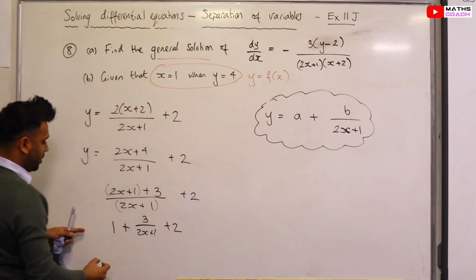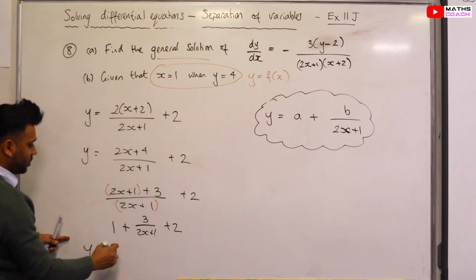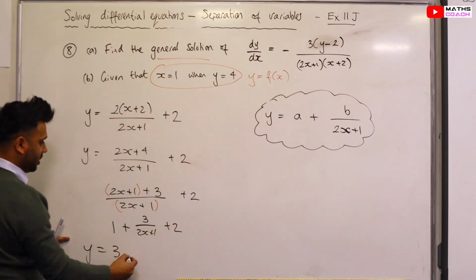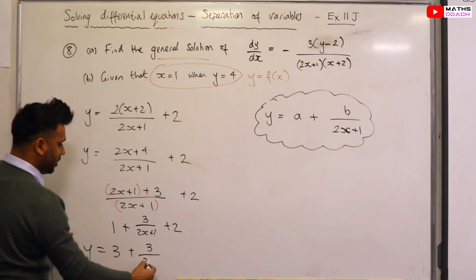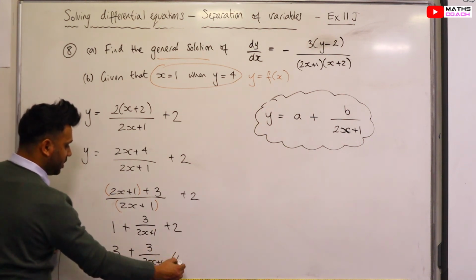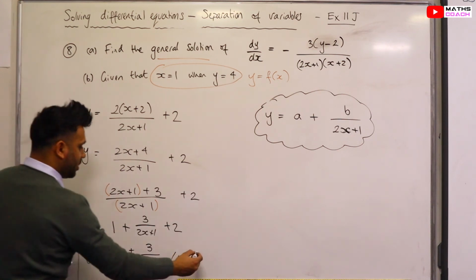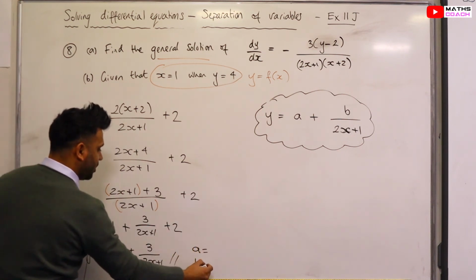So therefore y equals 1 plus 2 is 3, plus 3 over 2x plus 1. And we can see that both a and b are equal to 3.